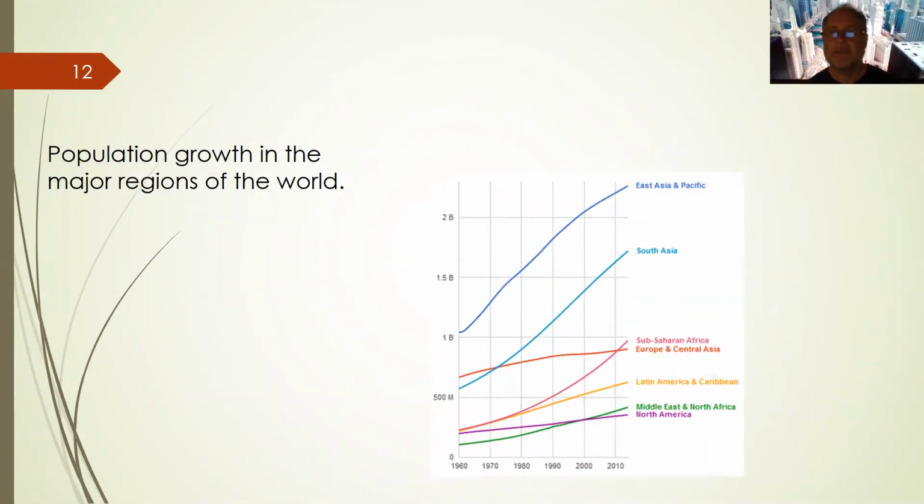And again, that population growth is not evenly distributed throughout the entire world. There are certain areas of the world that are growing much quicker than others. For example, you can see that East Asia and Pacific are growing relatively fast, along with South Asia. And you can see the other regions of the world and how they are growing at a slower rate.